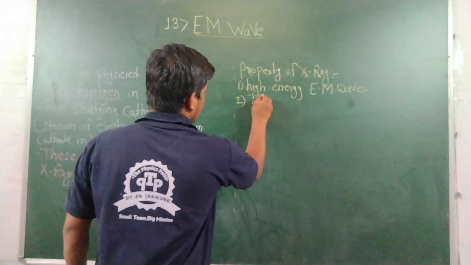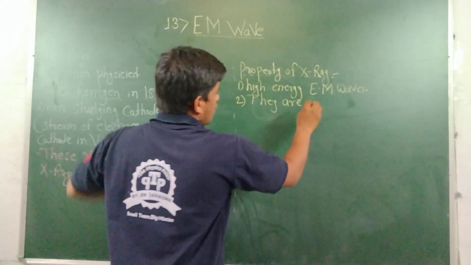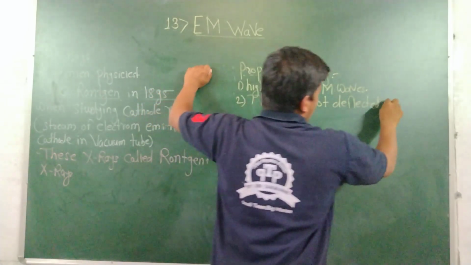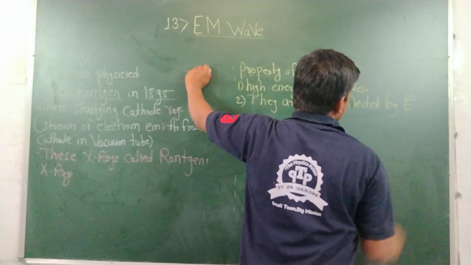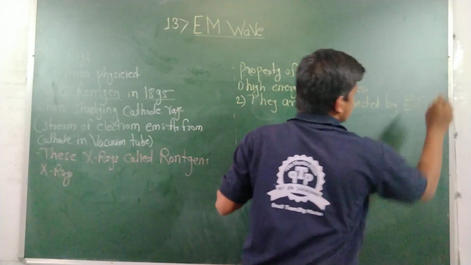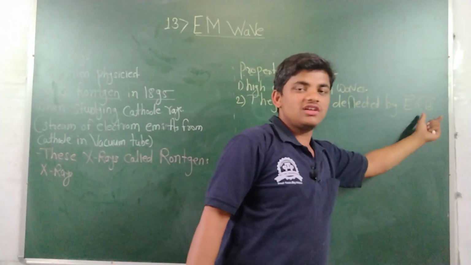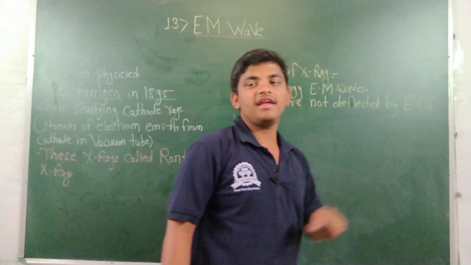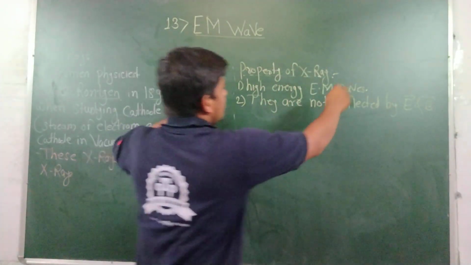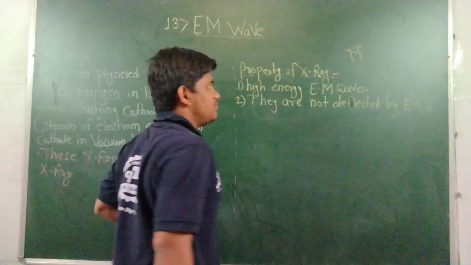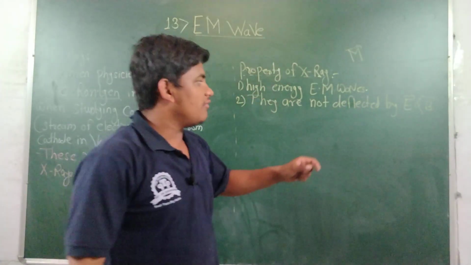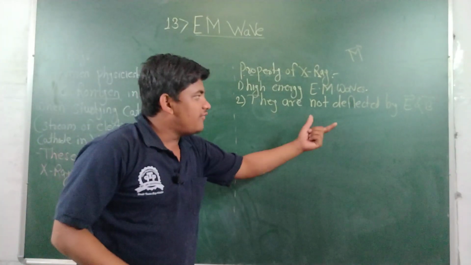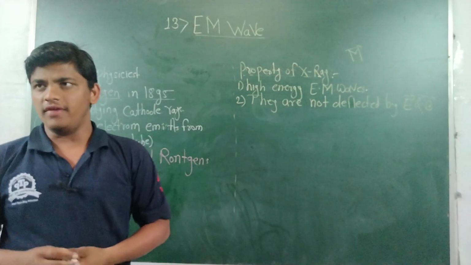Next property: they are not deflected by the electric field, which we denote as E bar, and the magnetic field, which we denote as B bar. Actually it is the magnetic induction, and in higher level education the magnetic field is denoted differently, but just remember that in your syllabus we use B bar for the magnetic field. They are not deflected by the electric as well as magnetic field.